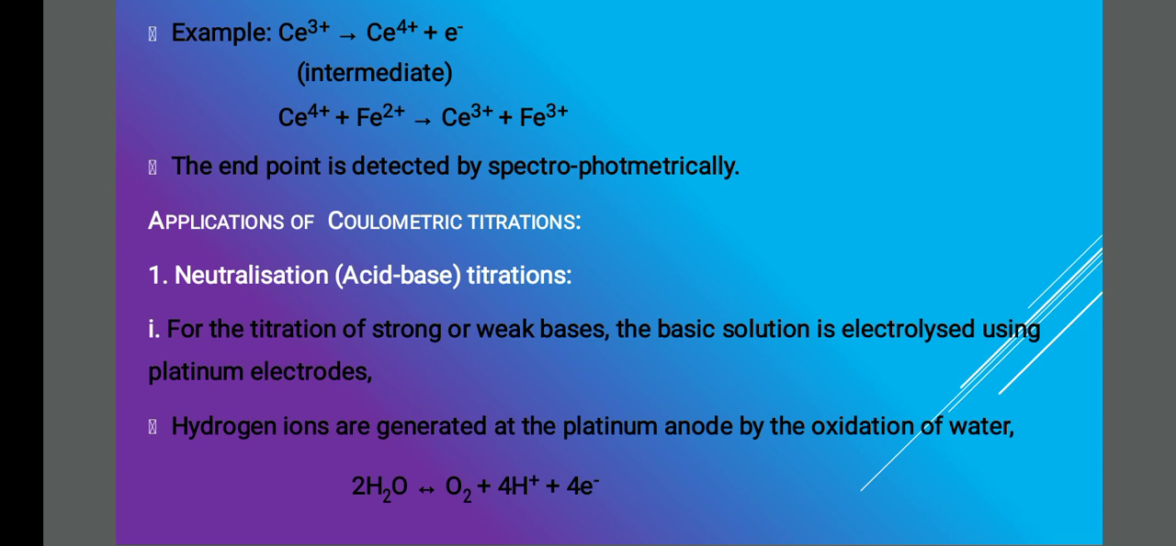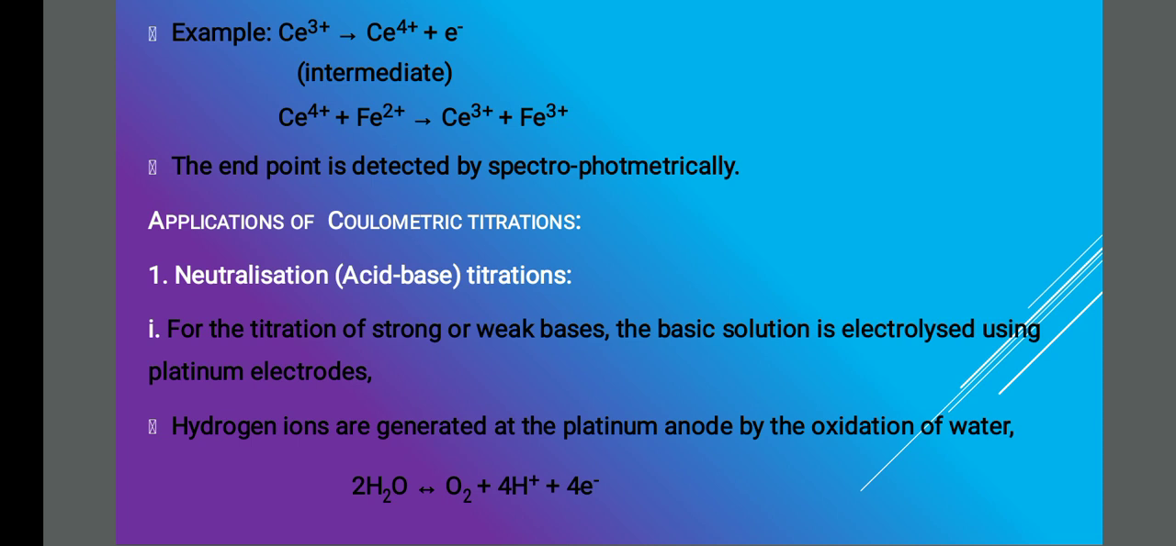And coming to the applications of coulometric titration, we have 4 different applications. It is used in neutralization titration, which is nothing but acid-base titration, then precipitation titration, then complexometric titration, and the last one is redox titration. For today's class, I am going to take only acid-base titration.